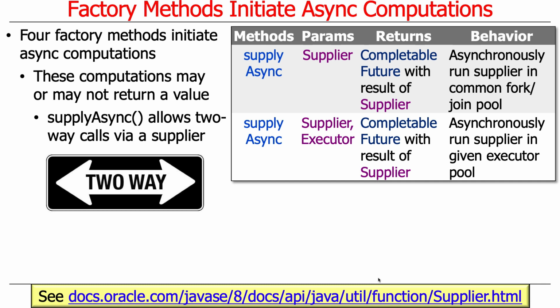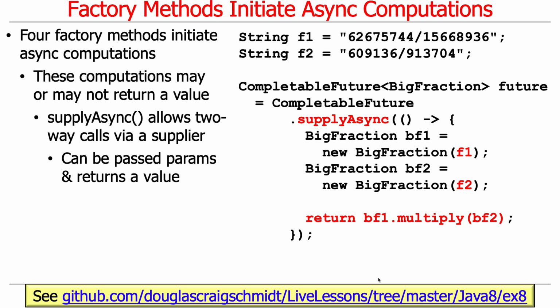There, as you can see here, there's a couple of different variants of the supply async method. One of them uses the common fork join pool to do the computation, and the other one allows you to give it a particular executor, which could be a fixed size thread pool, it could be a cached thread pool, it could be some custom thread pool. It's up to you to decide what you want to do. Usually people use the default one that runs in the common fork join pool that we've talked about a couple times before. You can pass supply async some values using the magic of effectively final variables and lambda expressions, as we'll see here. And of course, it returns a value because it's a 2-way call.